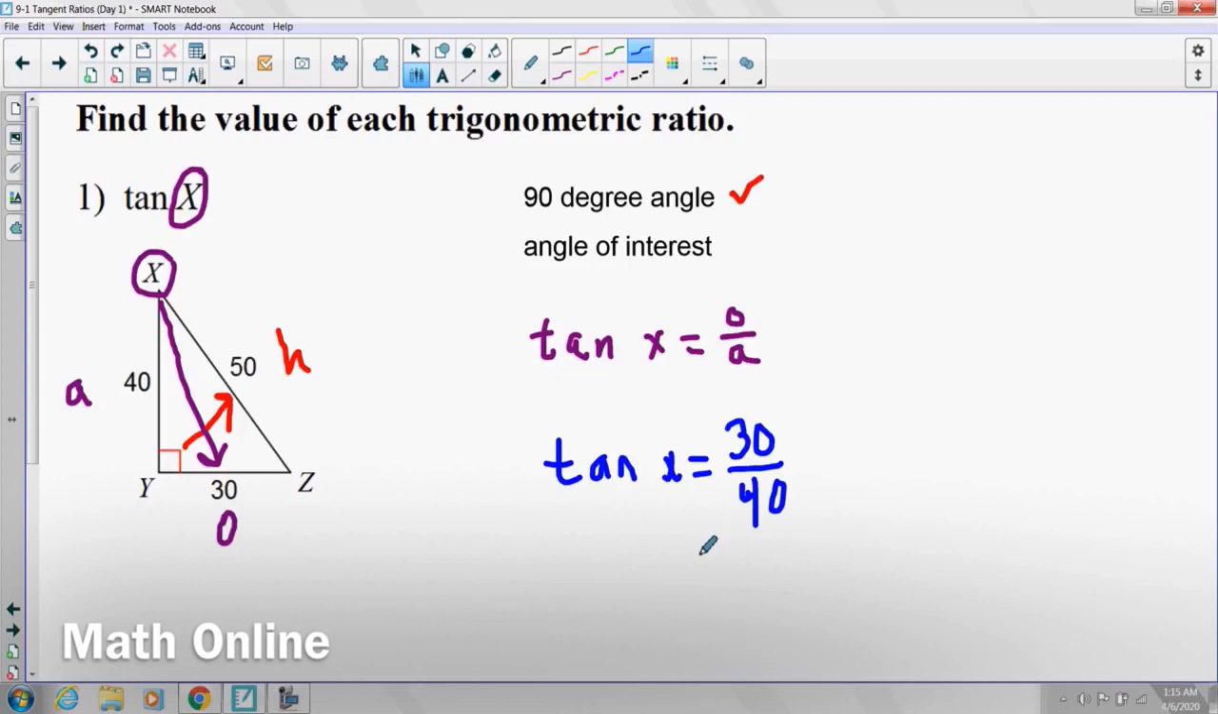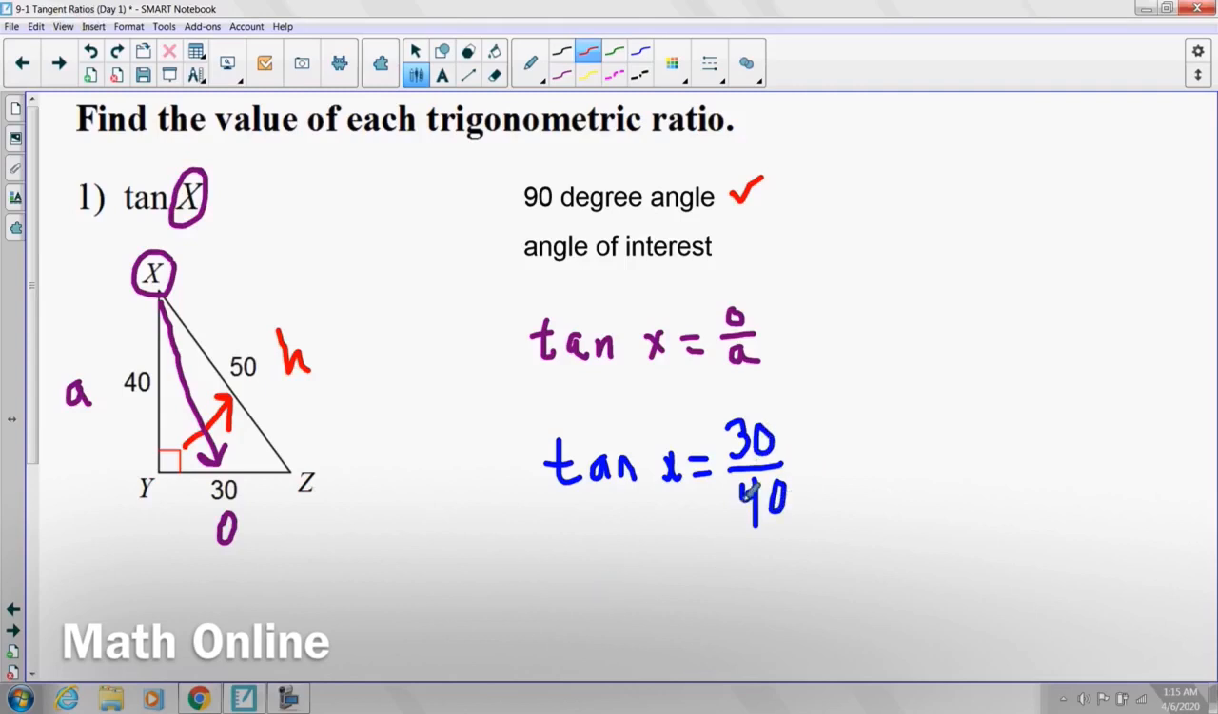But there's a problem. We need to reduce this fraction, right? In order to reduce this fraction, we need to find the greatest common factor. And the greatest common factor between 30 and 40 is 10. So therefore, in order to reduce this fraction, we need to divide the top number by 10 and the bottom number by 10.